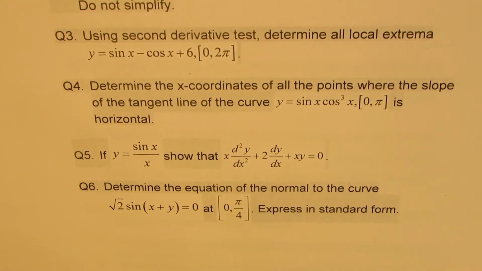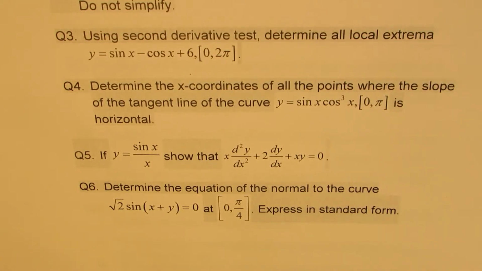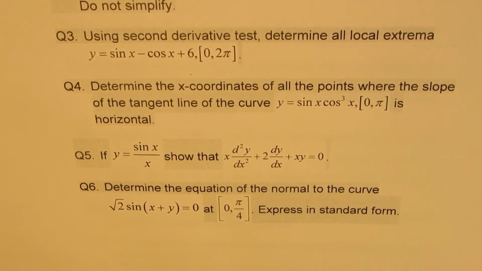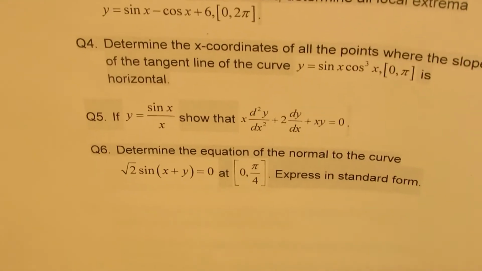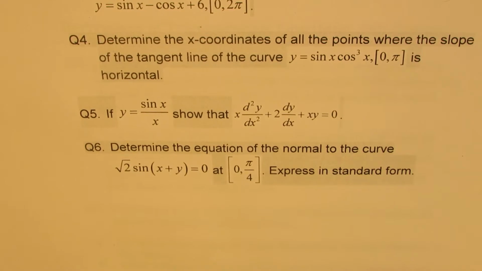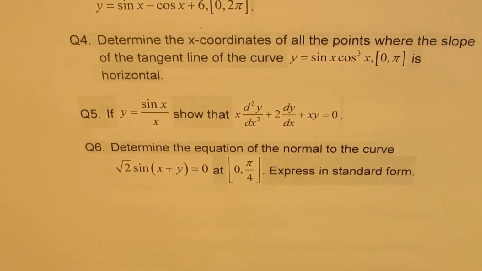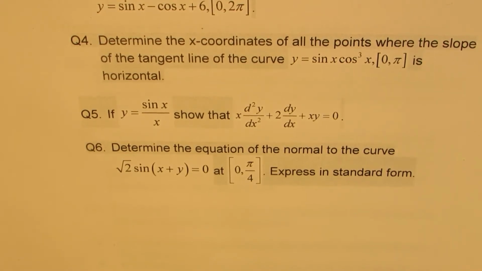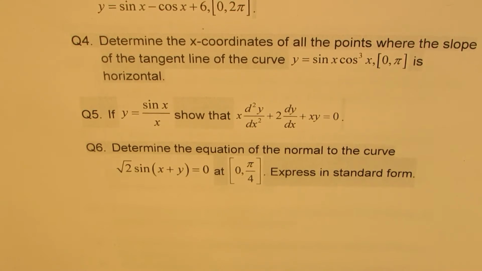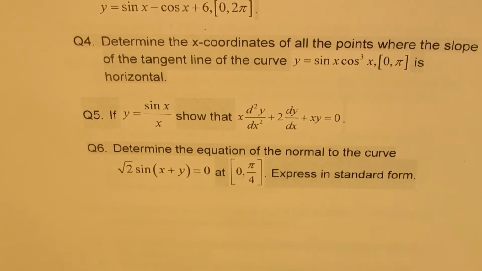Question number 5, if y equals sin x over x, show that x d2y/dx squared plus 2 dy/dx plus xy equals 0. Now this is a very lengthy solution, so you may have to take 5 minutes to solve this question. Question number 6. Determine the equation of the normal to the curve square root 2 sin x plus y equals 0 at (0, pi/4), expressed in standard form. The equation of the normal, right? So it is based on implicit differentiation, right?